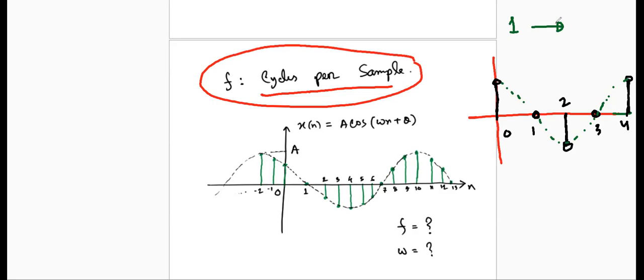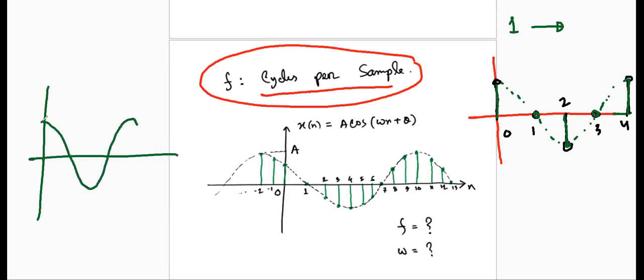Yes, 5 samples. But as you can understand, I need sample number 1, 2, 3, 4. 4 is enough. The 5th sample belongs to the next cycle. For example, if I continue like this, sample number 1, 2, 3, 4, this sample belongs to the next cycle. That's why we will neglect that sample.